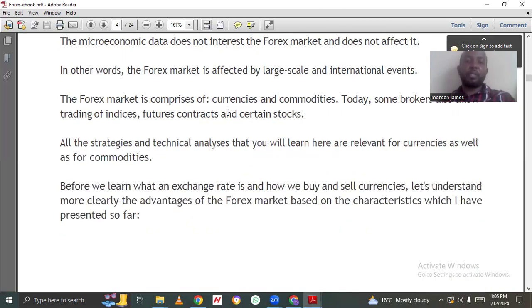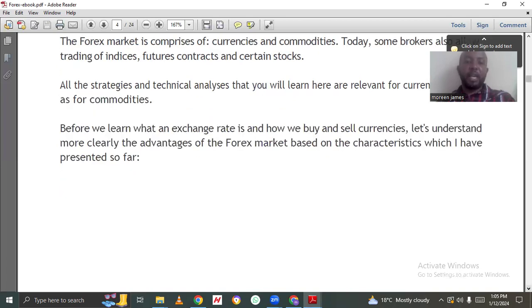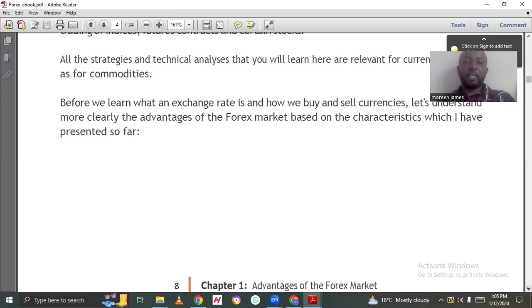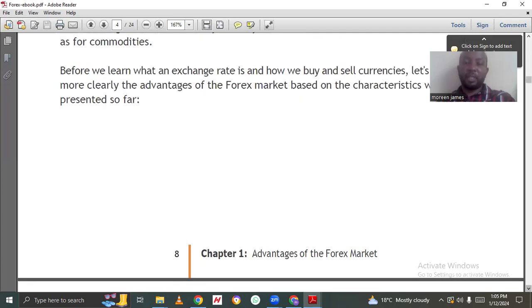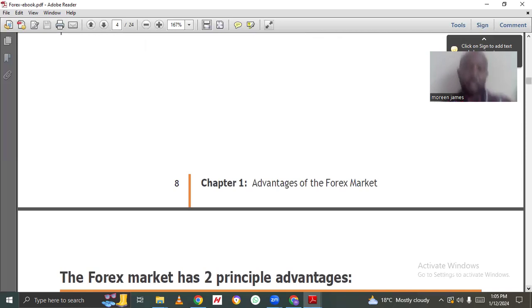It is comprised of currencies and commodities. Today, some brokers also allow trading of indices, futures, contracts, and certain stocks. All strategies and technical analysis you will learn here are relevant for currencies as well as for commodities. Commodities are things like gold and silver. Before we learn what an exchange rate is and how we buy, let's understand what the advantages are. We had done this, so I'm just passing through.